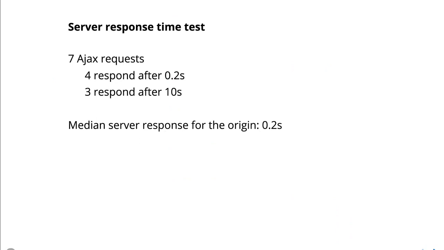So to explain the result we just got, it's because to reduce variability, Lighthouse doesn't simulate the server response time for each individual request. So we had four responses after 200 milliseconds and three after 10 seconds, on the same origin, on the same connection. And Lighthouse is going to say the server response time for that server is the median. So that's 200 milliseconds. And that's why we get the discrepancy between what really happened and the simulated result.